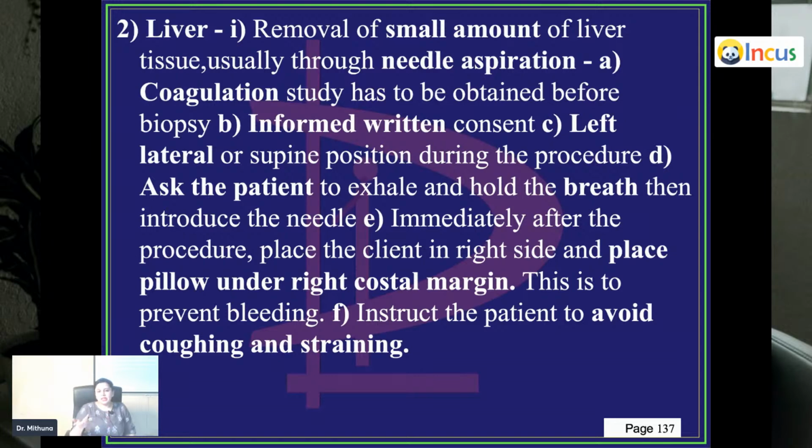This is to prevent bleeding. Simple. You're causing pressure over the site where you have punctured, and pressure will lead to hemostasis. Instruct the patient to avoid coughing or straining because that can lead to more bleeding.